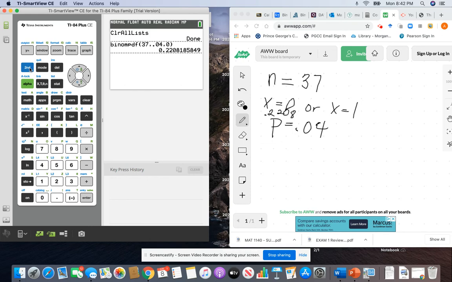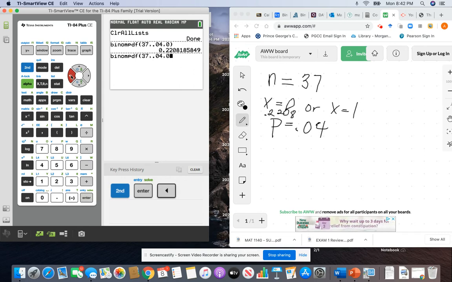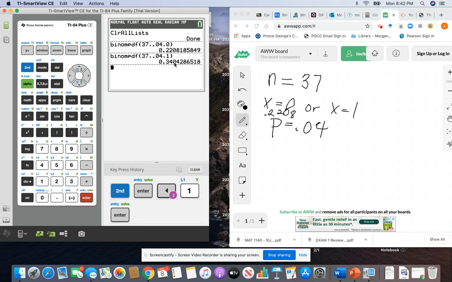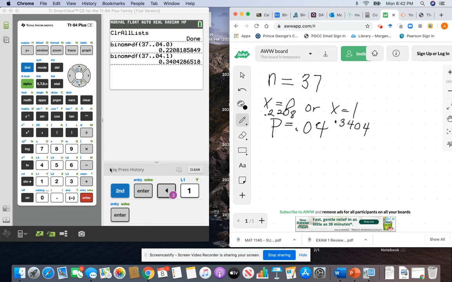And for 1, I'm just going to cheat. I'm going to hit 2nd, Enter. You can too, regardless of what kind of calculator you have. And I'm going to do the binomial for 1, so I'm going to change the 0 to 1. And I'm going to get 0.3404. So to have 0 or 1, remember we just add them together.